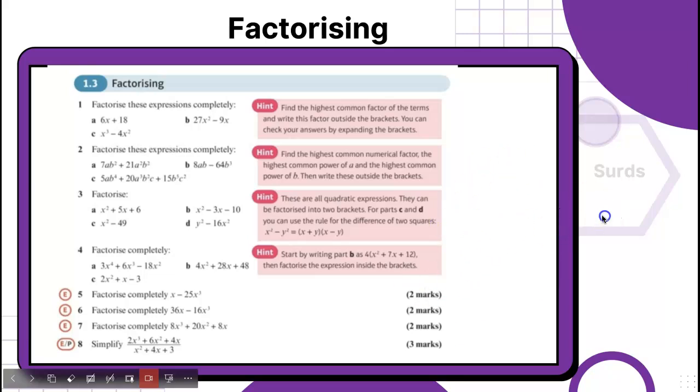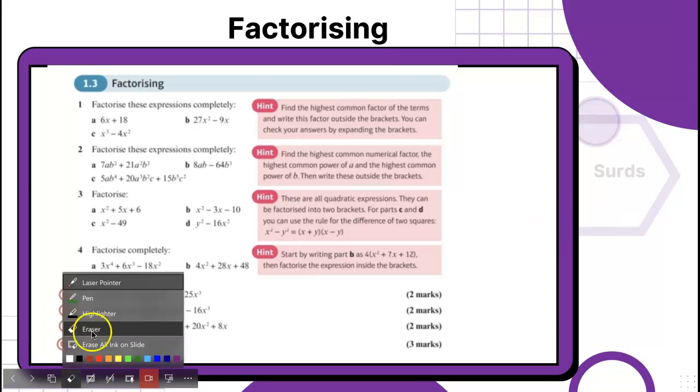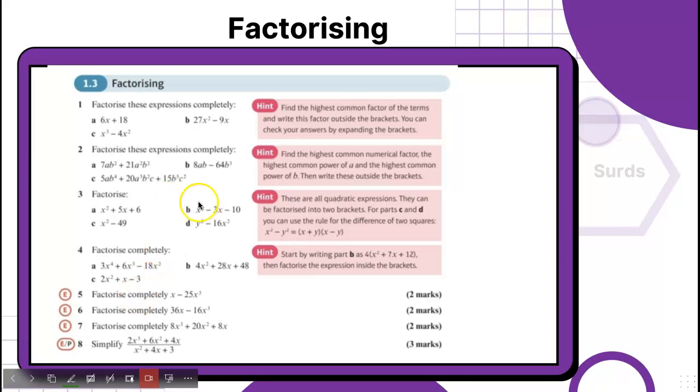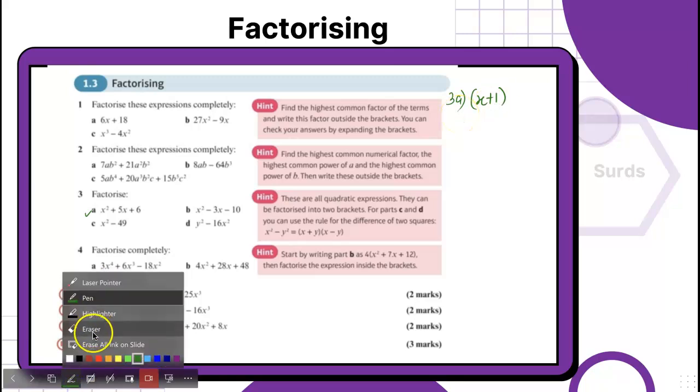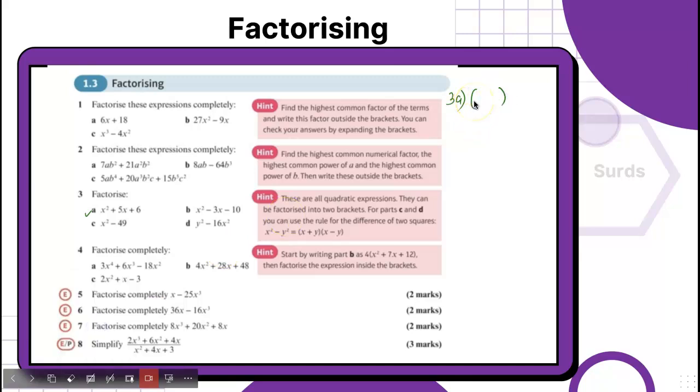Okay. So here we have, let's identify the trinomials. 3a is the trinomial. What will the answer be? 3a, we will have x, x plus 1, sorry, no, x plus 1 is what multiplies to give you 6 and adds to give you 5.